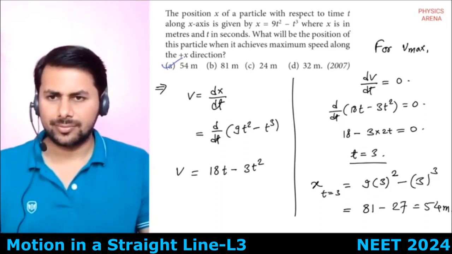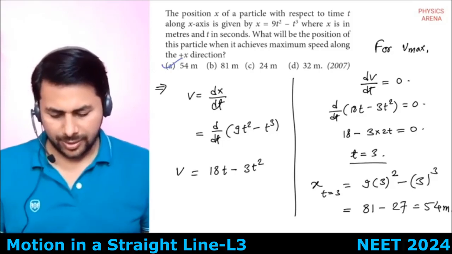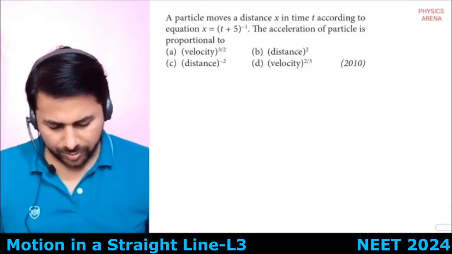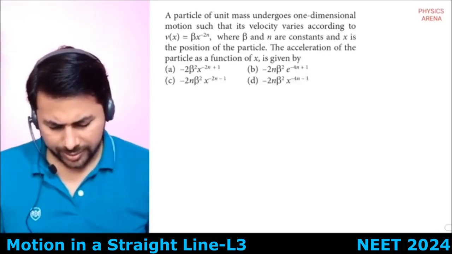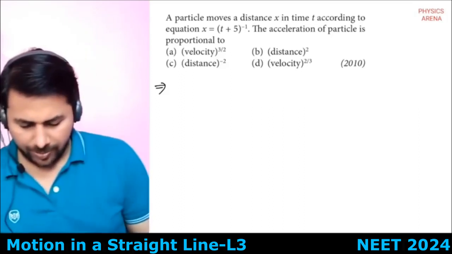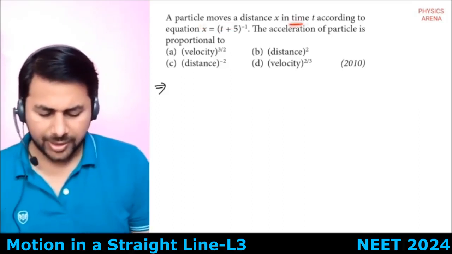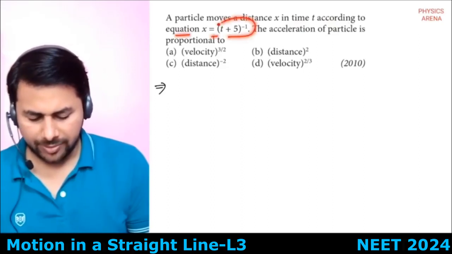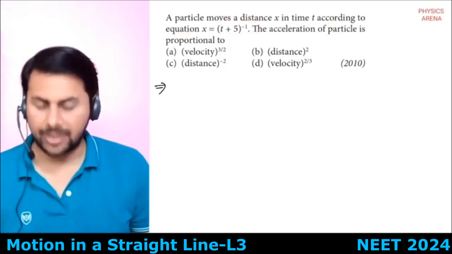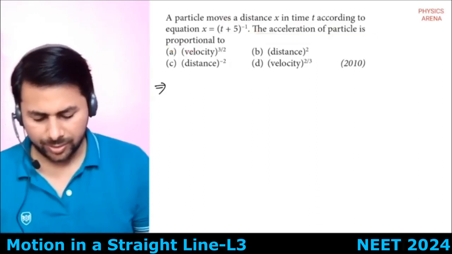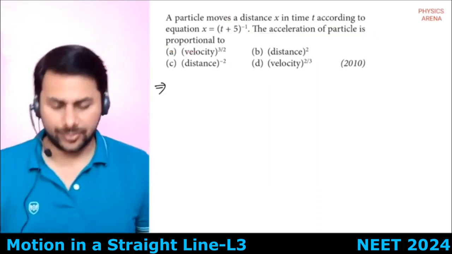Yes, sir. Okay, so now there are 2 more questions. Let's finish this one at least. A particle moves a distance x in time t according to the equation x is equal to t plus 5 raised to minus 1. The acceleration of the particle is proportional to what? This is what we have to find out.